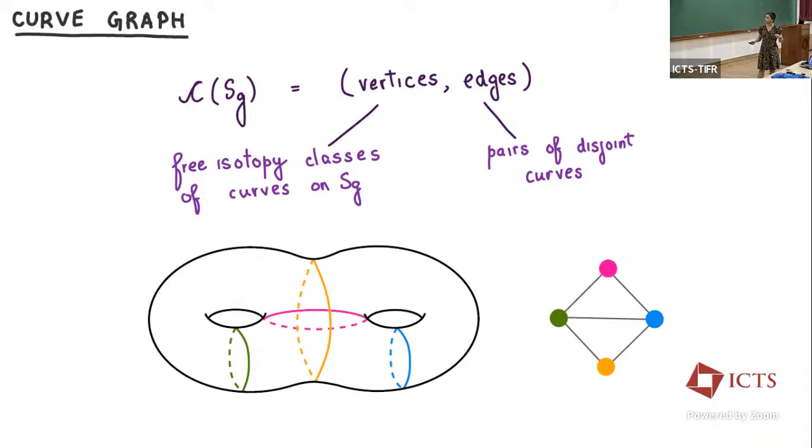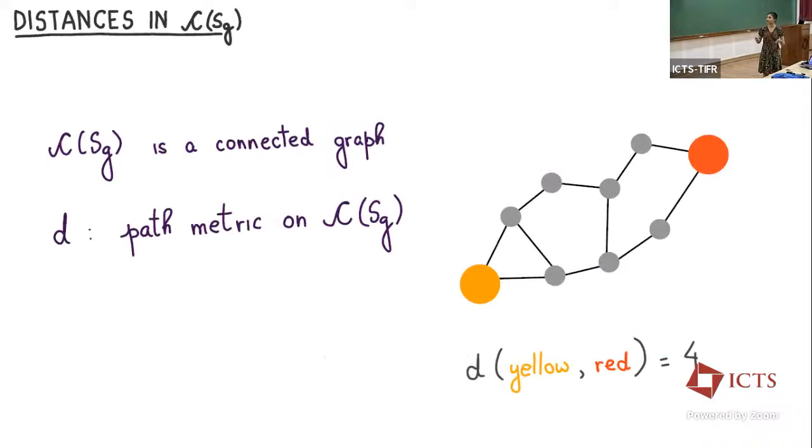So for example, if we consider the vertices represented by this green, yellow, and blue curve, we see that they are disjoint, and hence we can put an edge between them. And because the pink and the yellow curve intersect twice with each other, we cannot put an edge between them. But we notice that we can find a path to the pink curve via this green vertex. This phenomenon is not just restricted to our pink and yellow curve, but it generalizes to the entire curve graph, and we have the following theorem which states that the curve graph for any g greater than or equal to 2 is a connected graph.